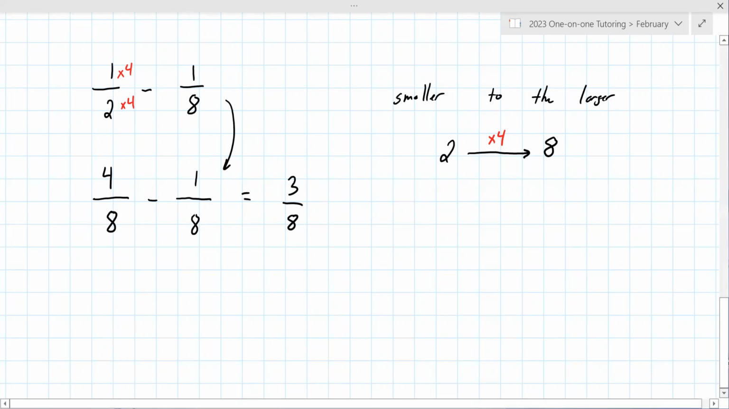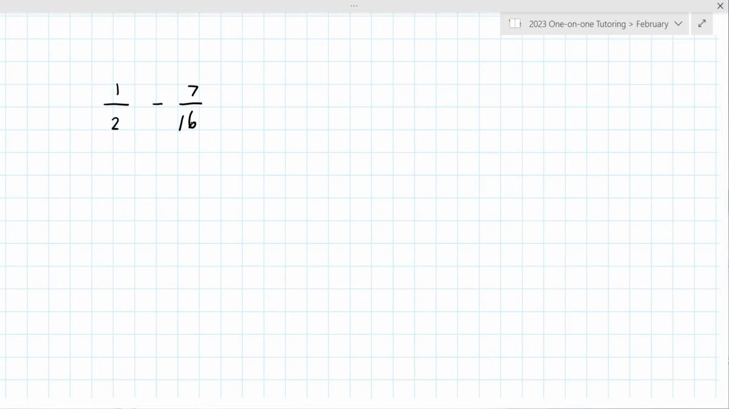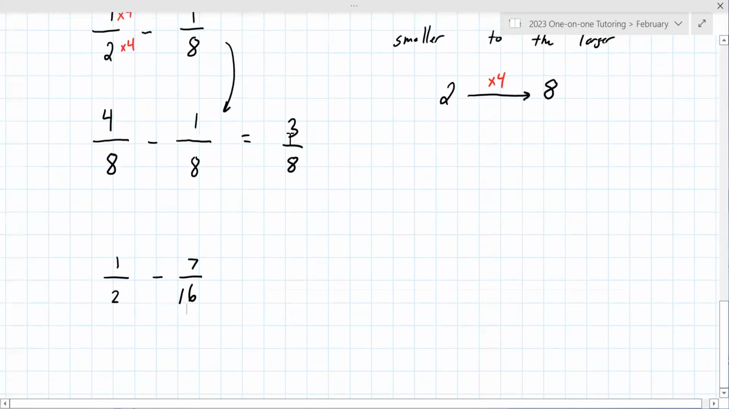Okay, so let's look at another problem here. Let's have you try one on your own. 1/2 minus 7/16. Okay. So try this one on your own, please. So we don't reduce, right? This one does not need to be reduced. Okay. And the previous one could not be reduced either.